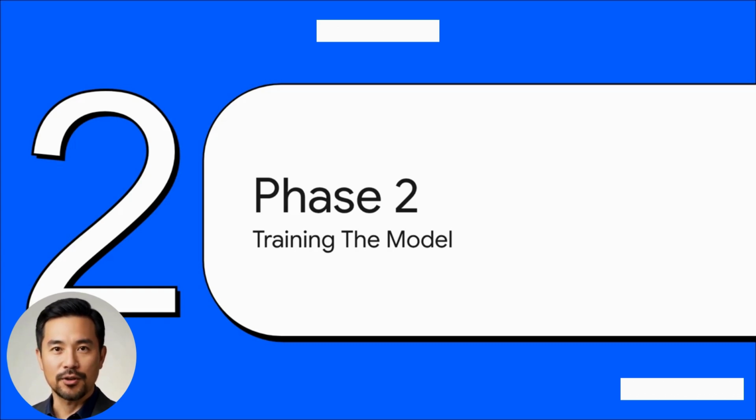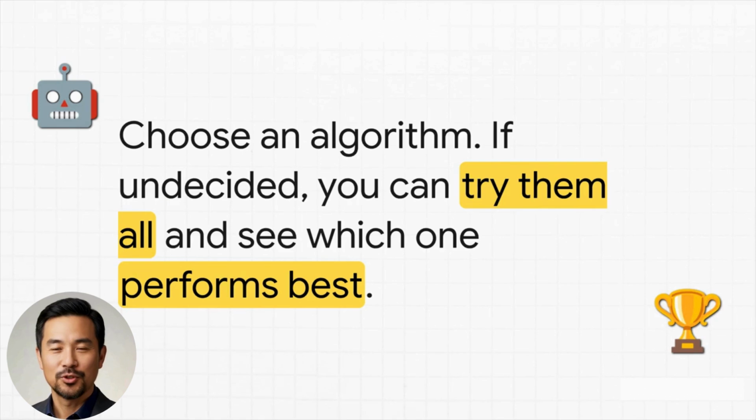This is where the magic, the real learning, starts to happen. So, the very first thing you do in the training phase is pick your tool. And that tool is the machine learning algorithm. A good way to think about this is that algorithms are like different teaching methods, right? Some teaching styles are better for certain subjects than others.